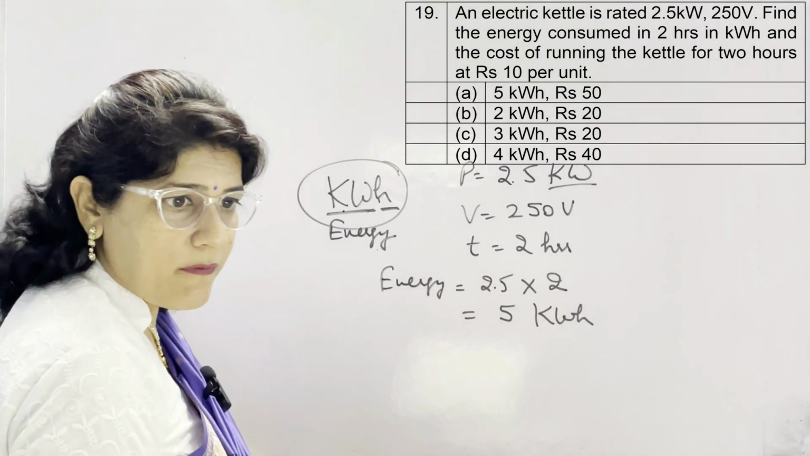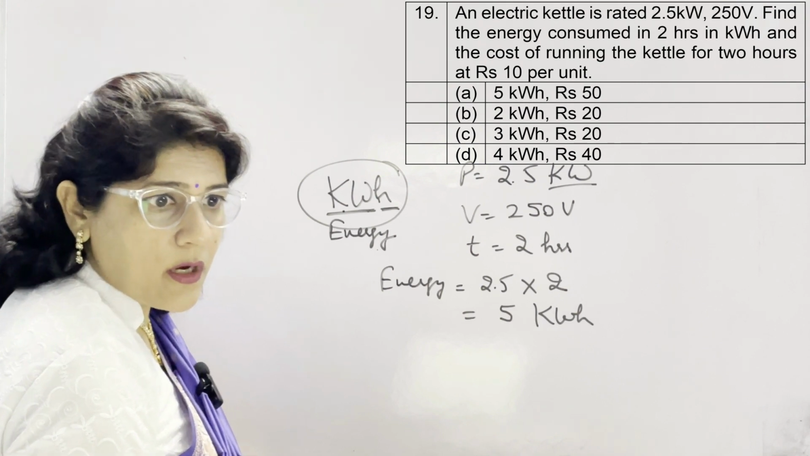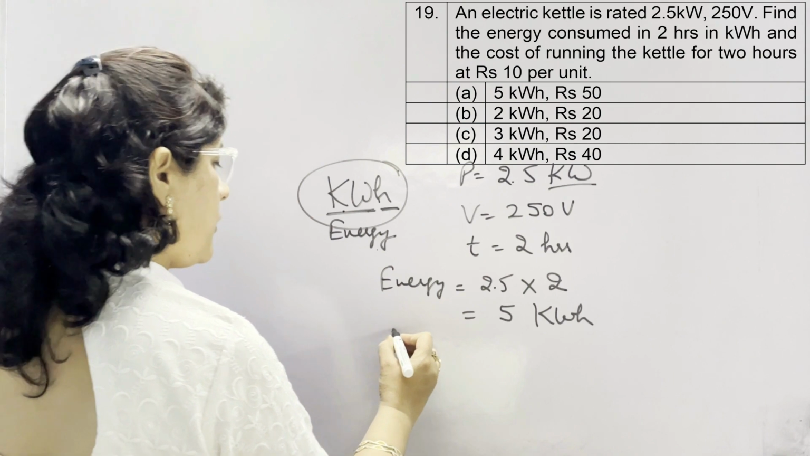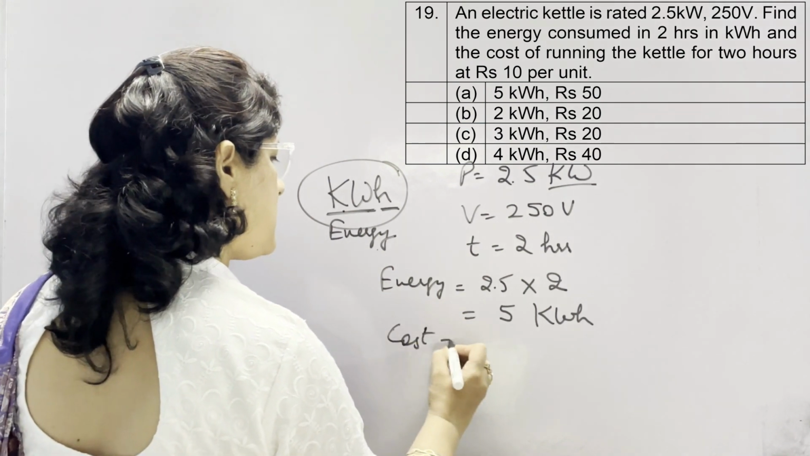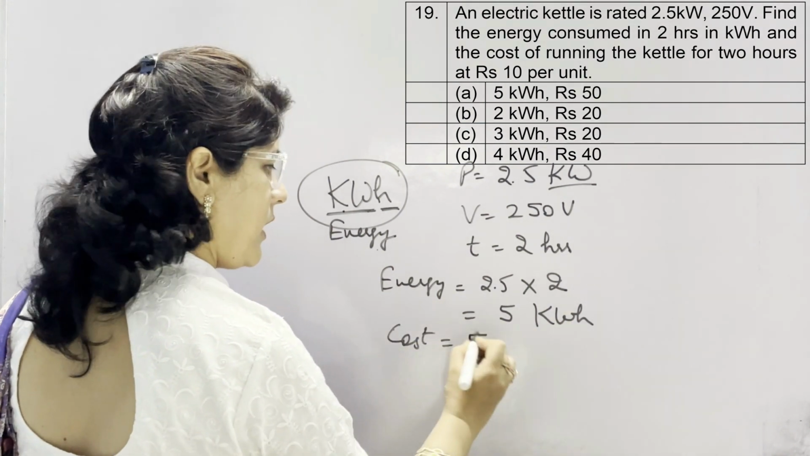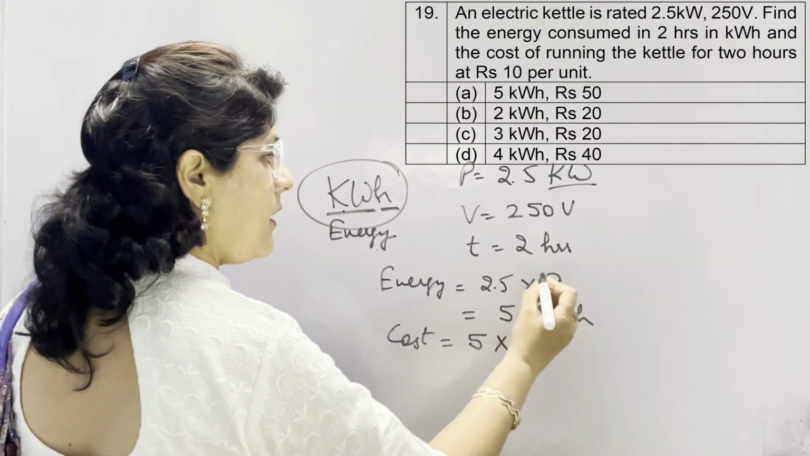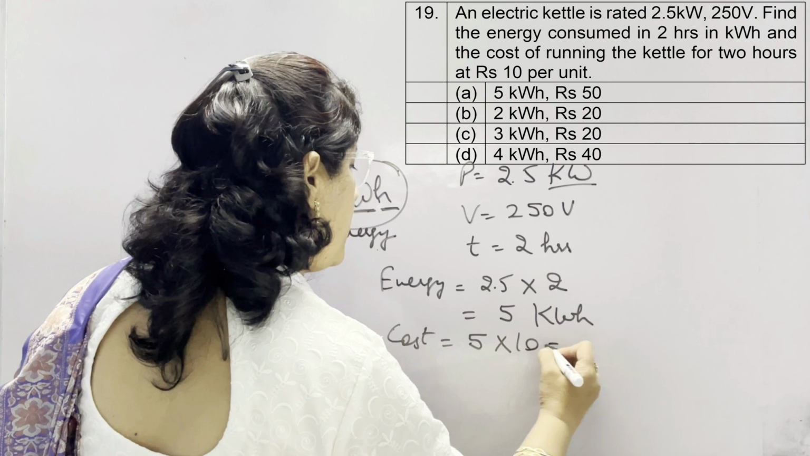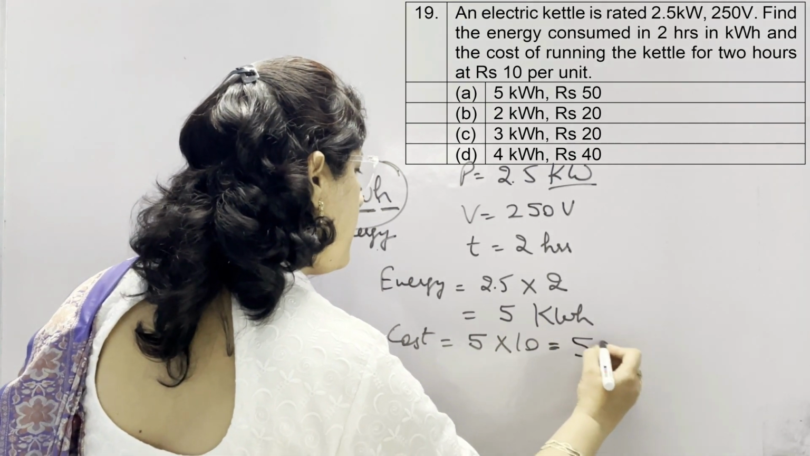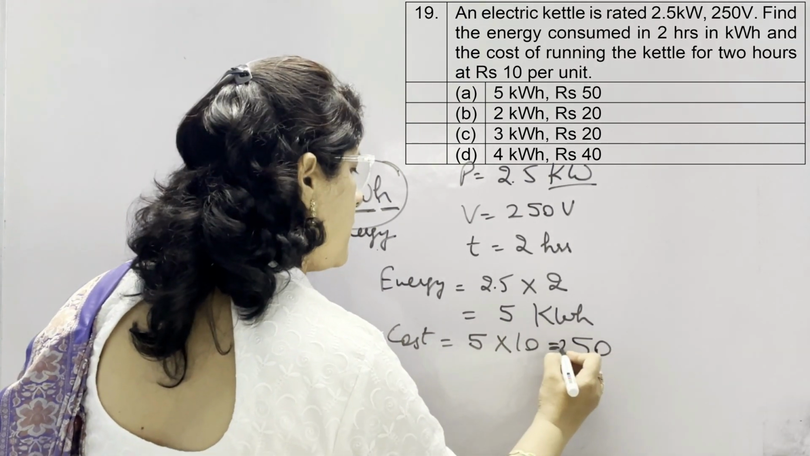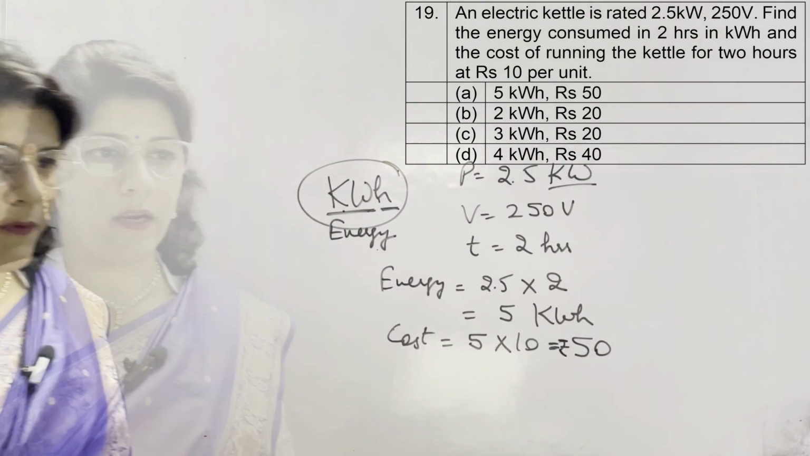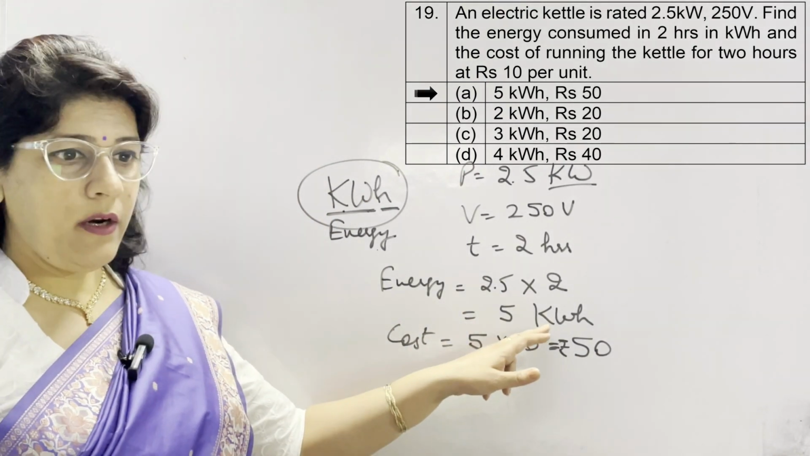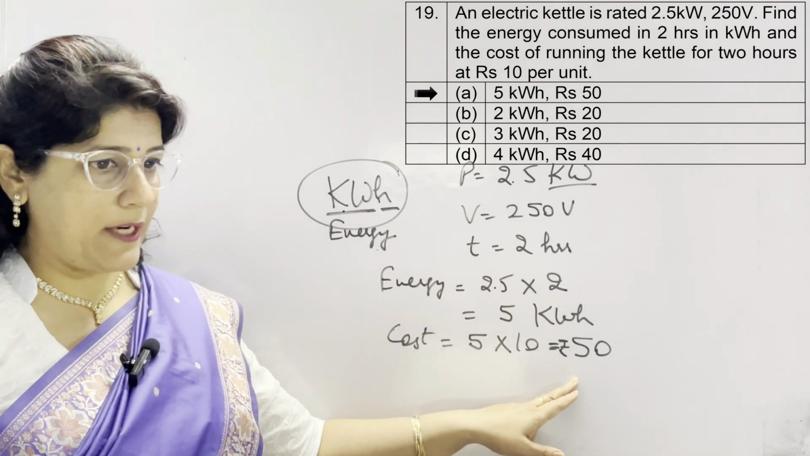In second part, they have asked us to calculate rupees 10 per unit is the cost of running. So cost of this is 5 kilowatt hour is the units used and then 10 rupees is the cost of it. It means 50 rupees. 50 rupees is the cost of running this kettle. Option A is 5 kilowatt hour and rupees 50, which is our correct option.